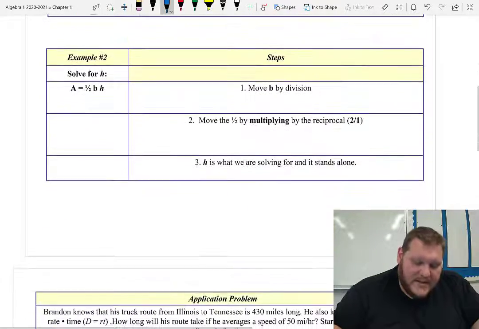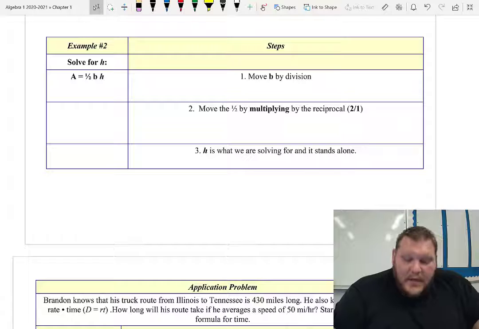So if we take a look, example 2 is another one that is something very likely that you would see in geometry next year. Maybe you've probably even done some area of a triangle already in middle school.